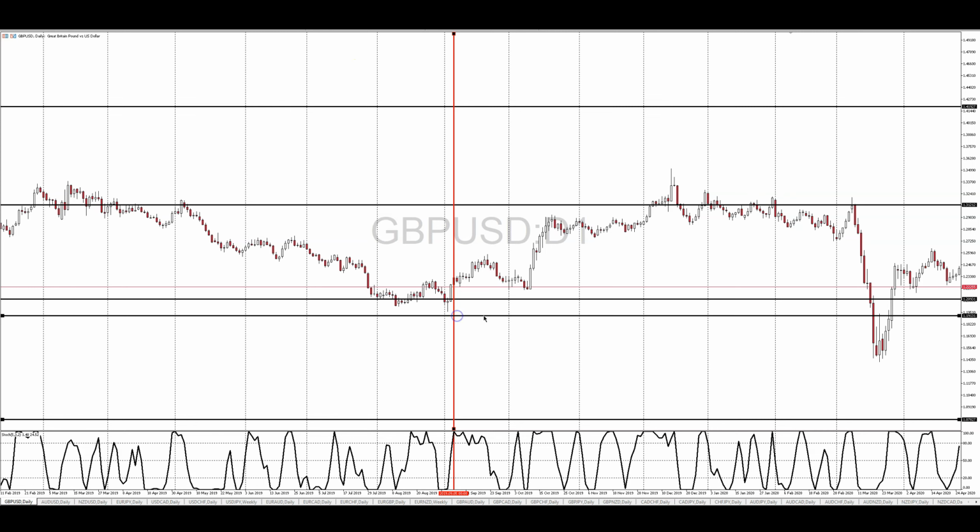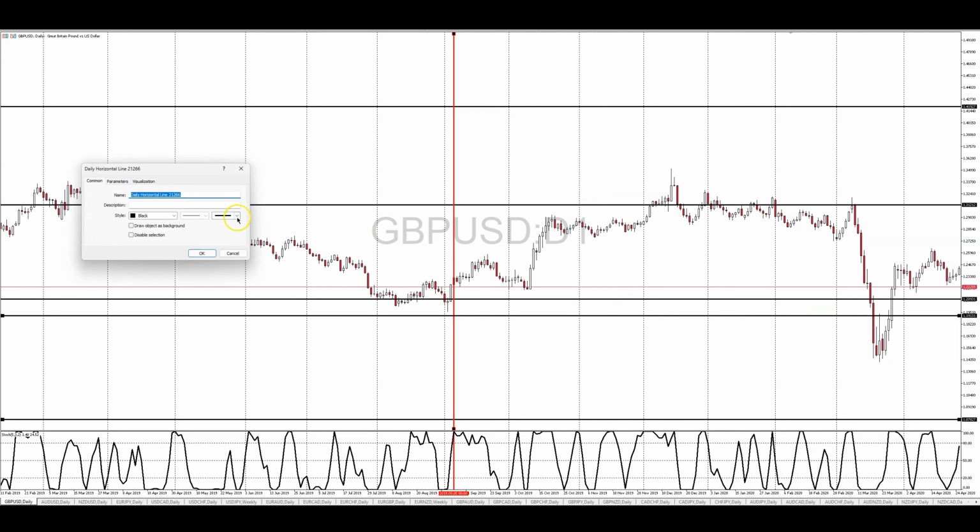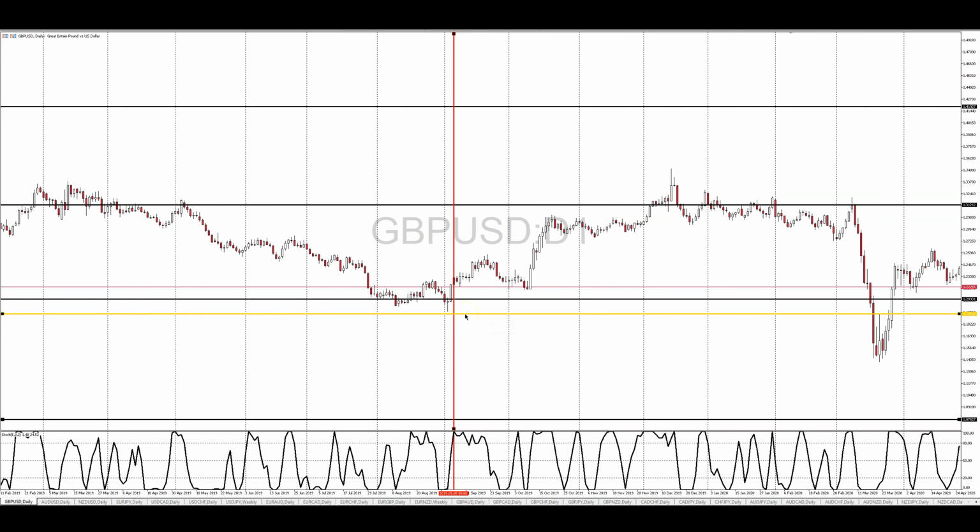Okay. So let's go in and put in our potential stop. Let's go ahead and make these lines gold again. Potential stop loss is at the swing of that low.